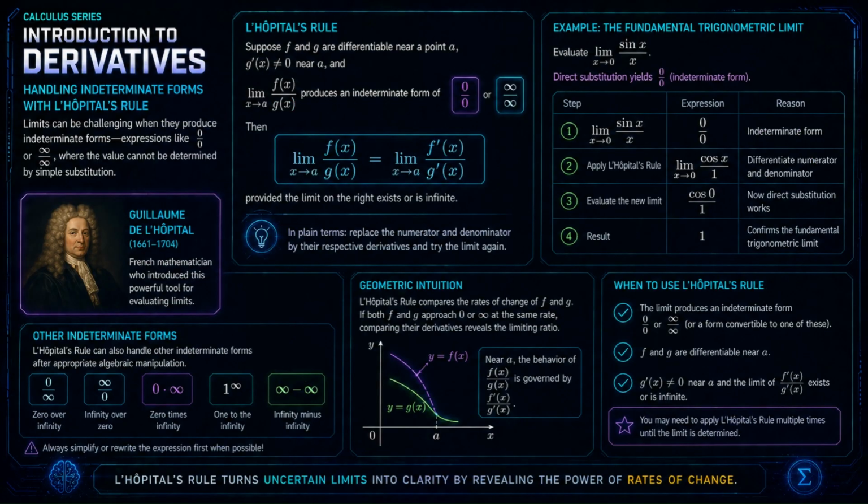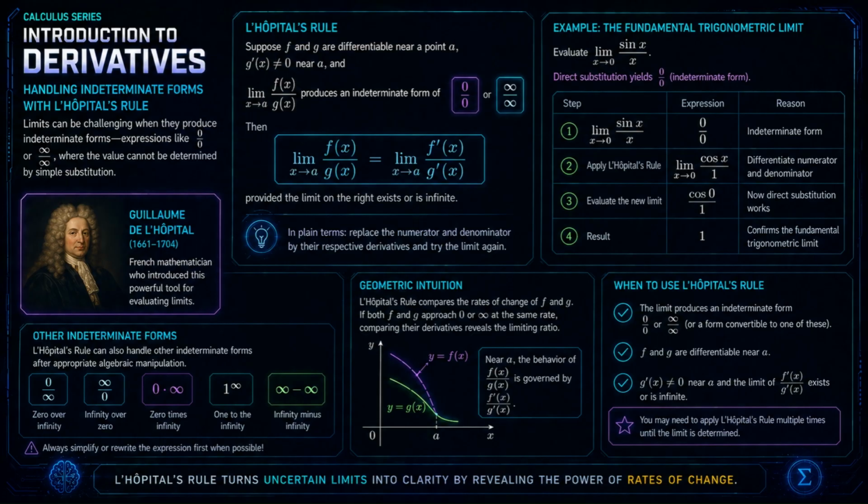Recall from Part 2 that limits can be challenging when they produce indeterminate forms, expressions like 0 over 0 or infinity over infinity, where the value cannot be determined by simple substitution. L'Hopital's rule, named after the French mathematician Guillaume de L'Hopital, provides an elegant way to evaluate such limits using derivatives.